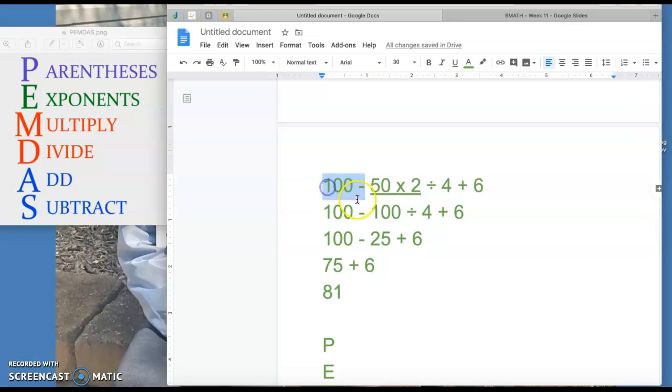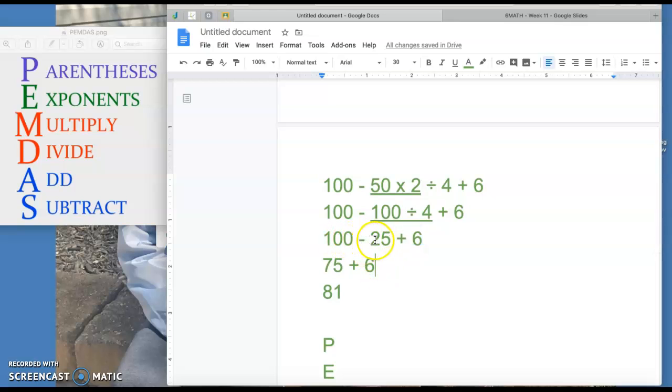First, I'm going to bring down the 100 minus, because that's not underlined. Then I'm going to do what's underlined. 50 times 2 is 100. Then I'm going to bring down anything else that's not underlined. All right, now I have subtraction, division, and addition. Division comes before addition or subtraction. 100 divided by 4, so I'm going to underline that. I bring down anything that's not underlined. 100 divided by 4 is 25, and I bring down anything else that's not underlined.